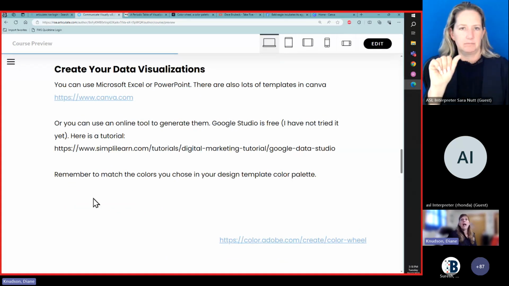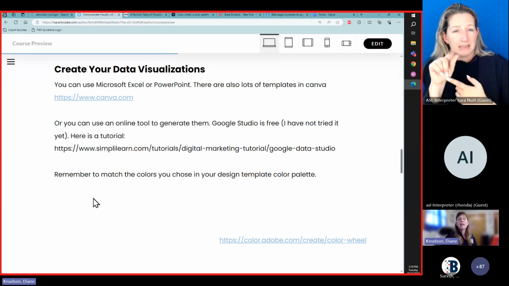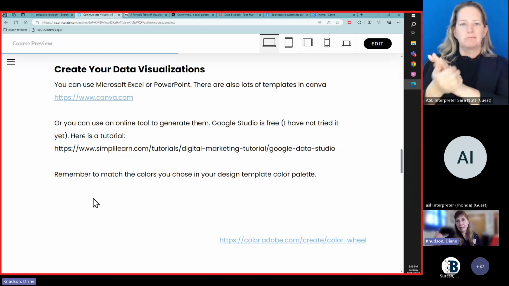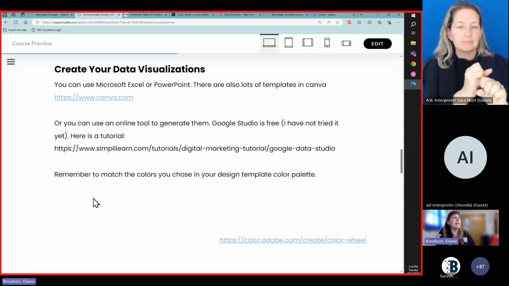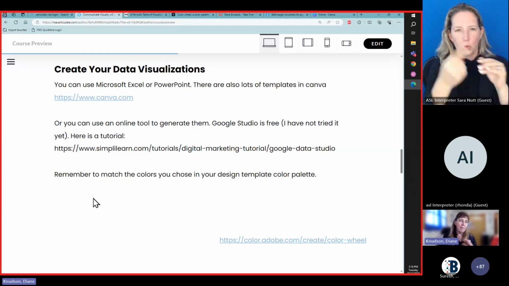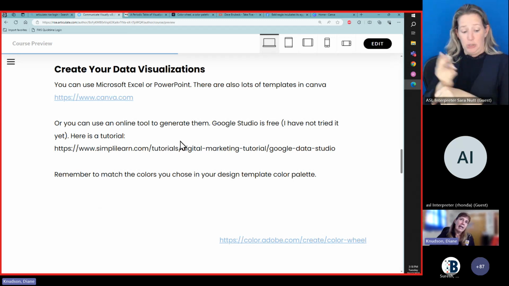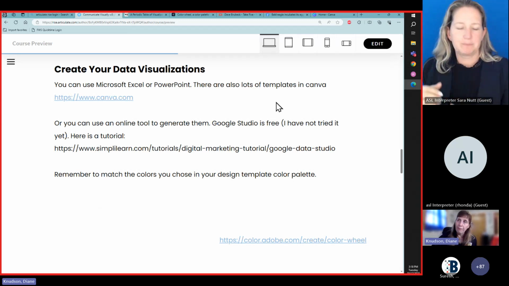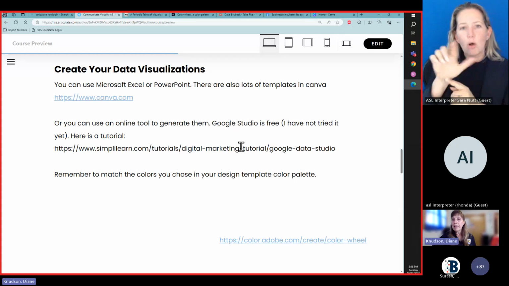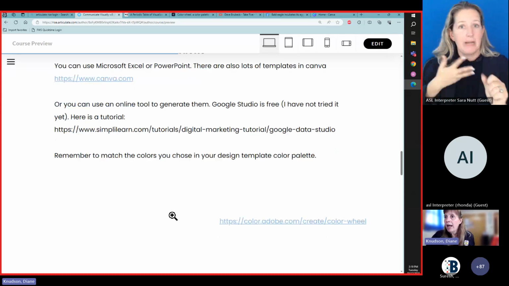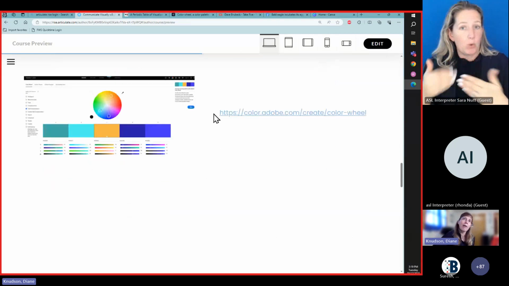As I mentioned, data visualization itself is not my strong point. I'm very interested in storytelling and using stories for learning and graphics and communication, but actually working with numbers to make data visualizations, I haven't done much of. I did see that Google has a free tool called Google Studio. If any of you would like to try that and let me know how it goes, I'd love to hear. And we did the color wheel already.